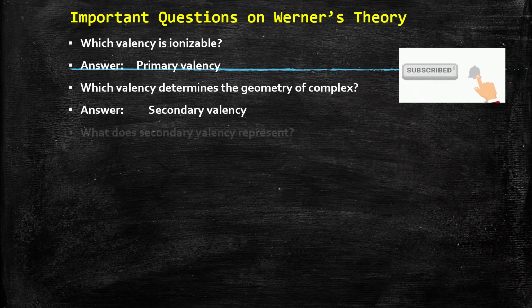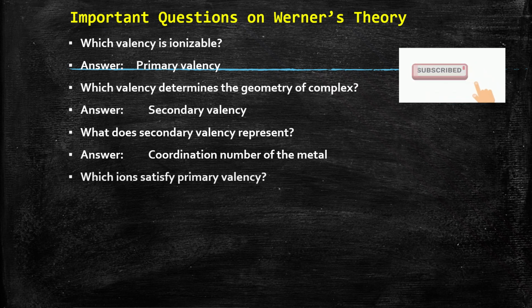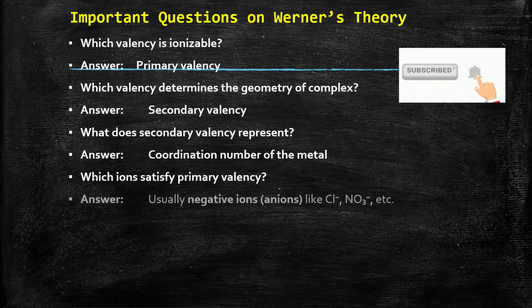Next question, what does secondary valency represent? Secondary valency represents the coordination number of the metal. So the number of ligands directly attached to the metal ion is the coordination number of the metal. Next, which ions satisfy primary valency? Usually negative ions like chloride and nitrate satisfy primary valency.